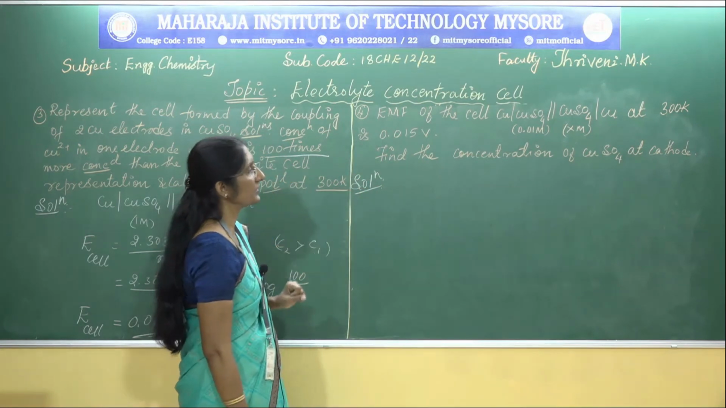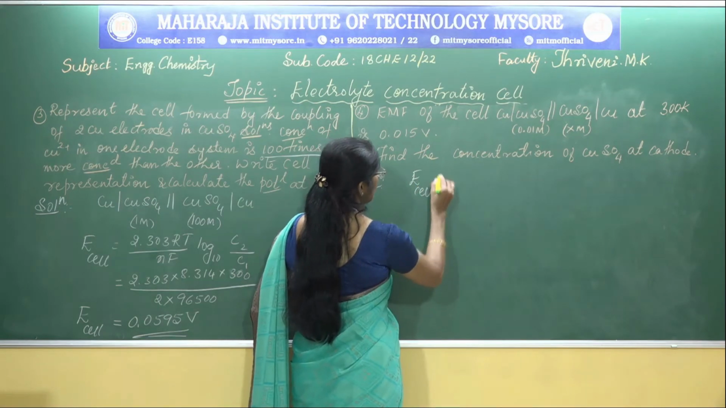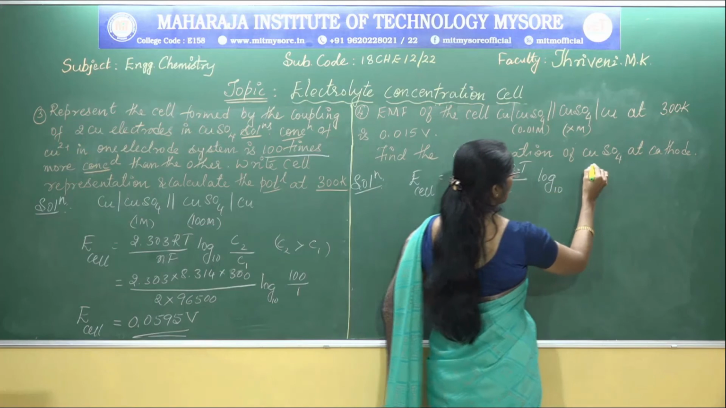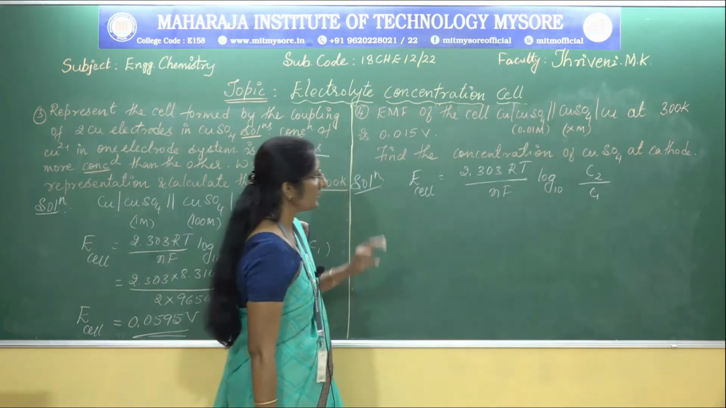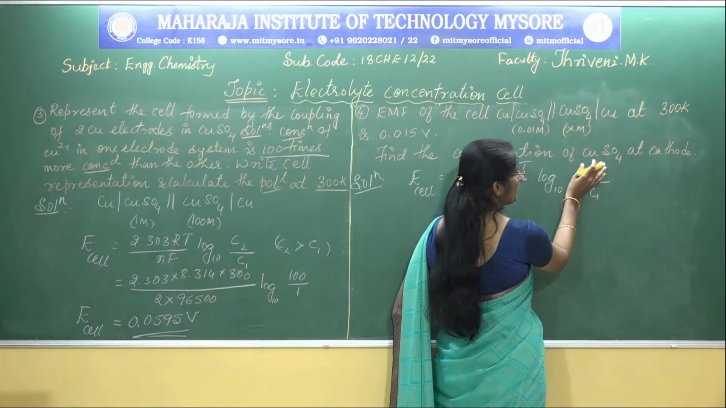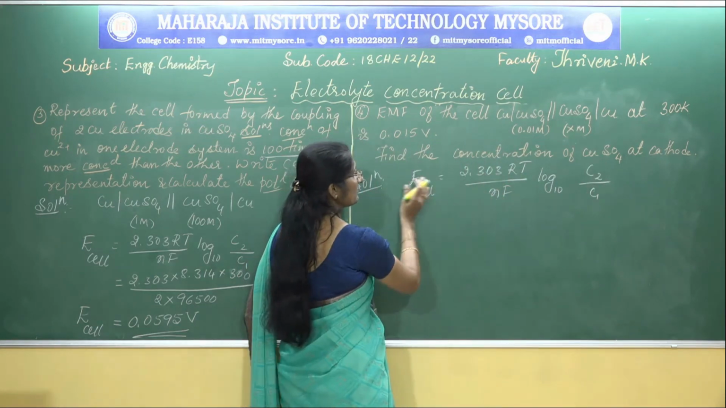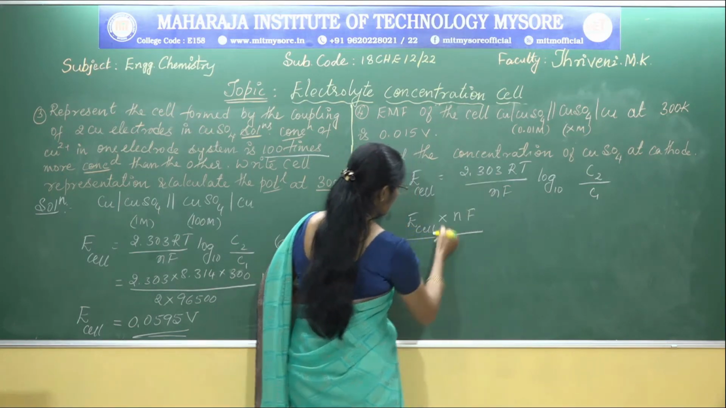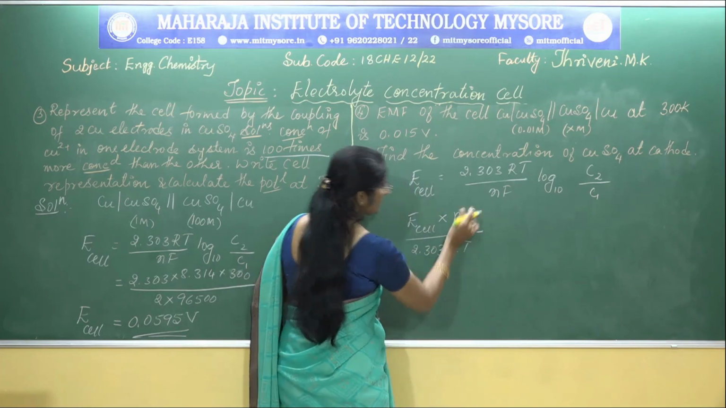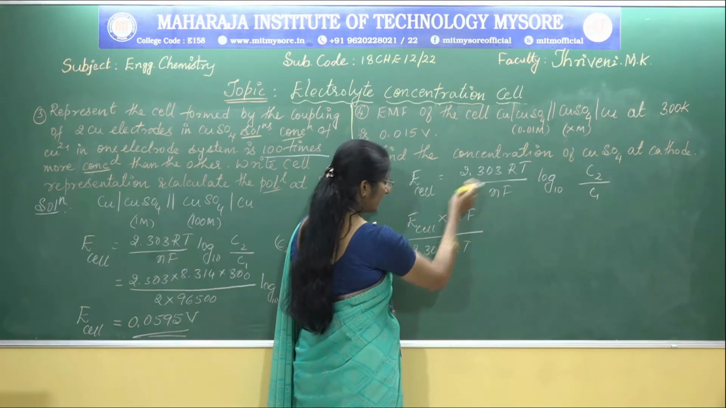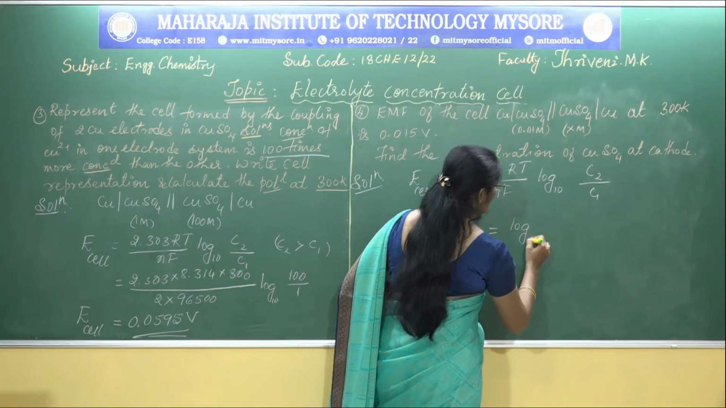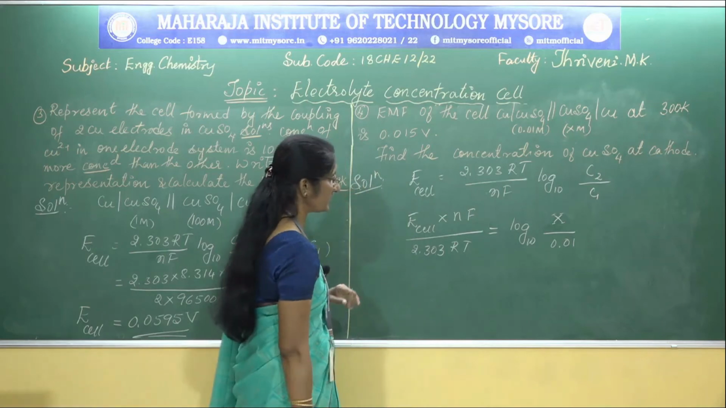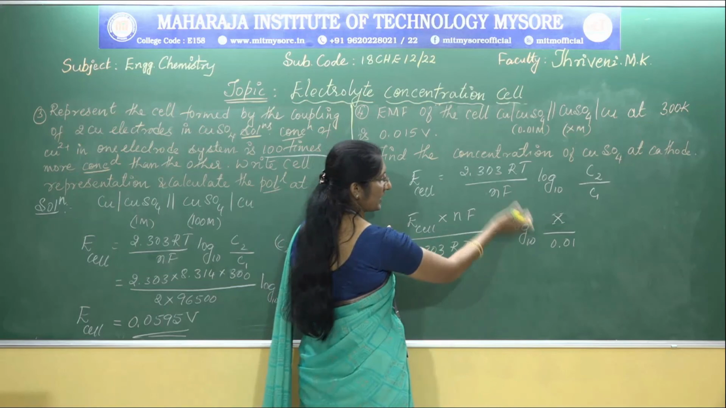Then how to solve this problem? First write down the EMF for this cell, that is E cell is equal to 2.303 RT divided by nF log base 10 of C2 divided by C1. Observe that they are mentioning the concentration of C1 and we have to find out the concentration of C2. So first we have to simplify this. I am simplifying this equation like this: E cell into nF divided by 2.303 RT. Observe that I am cross multiplying these two. So E cell into nF divided by 2.303 RT equals log base 10 of C2 by C1. C2 value is X molar and C1 value is 0.01 molar. So I am changing this log to the left hand side, it becomes anti-log of this value.